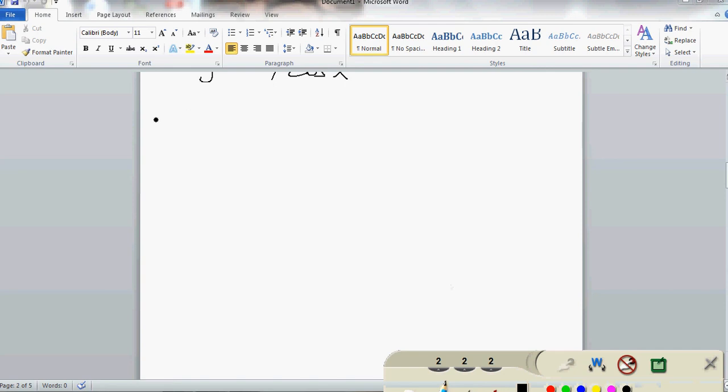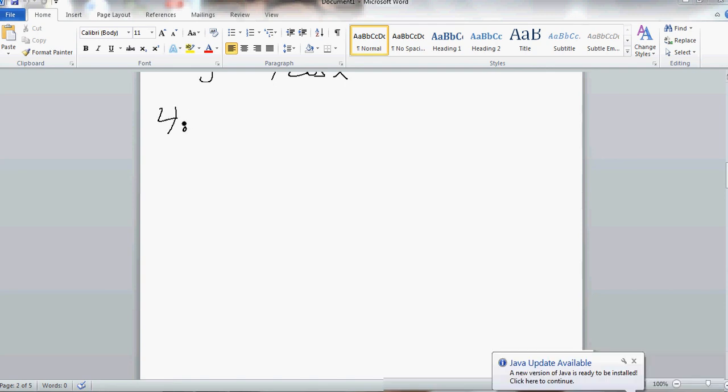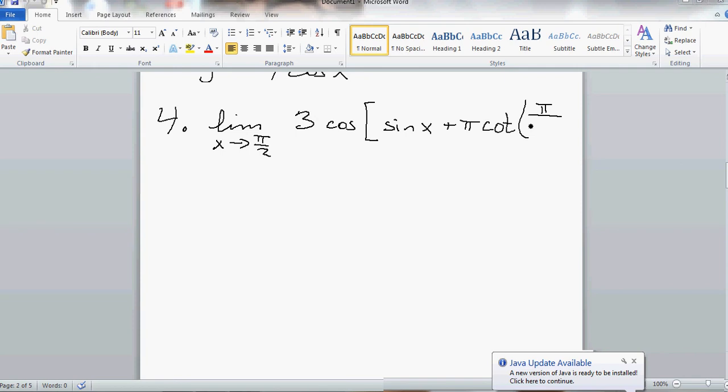Example number 4. We are looking for the limit as x approaches negative pi over 2 of 3 cosine of the sine of x plus pi times the cotangent of pi over 4 cosecant of x plus 1. It's the plus.